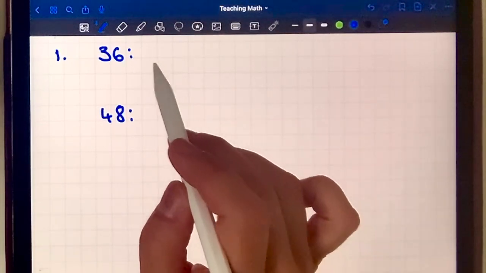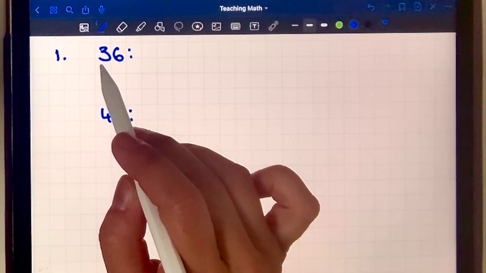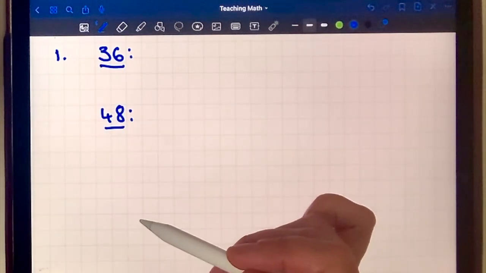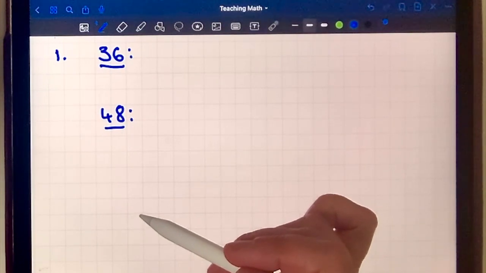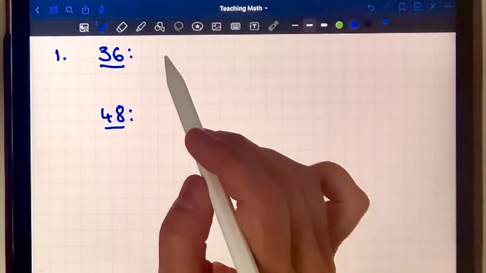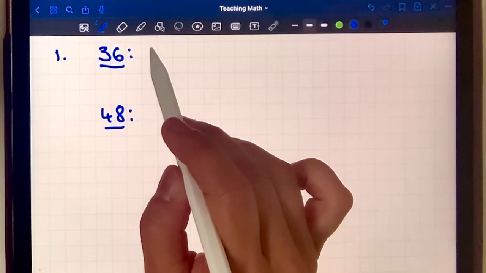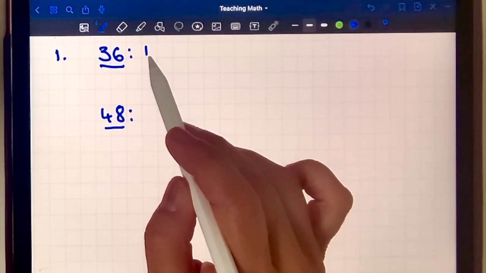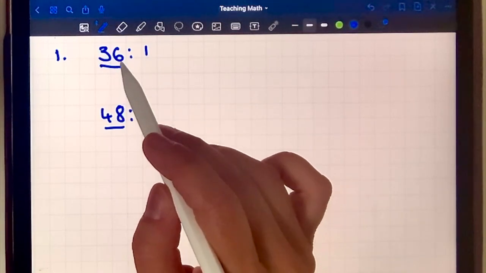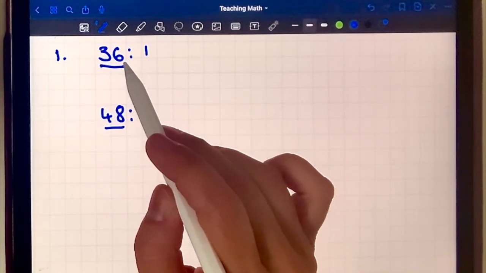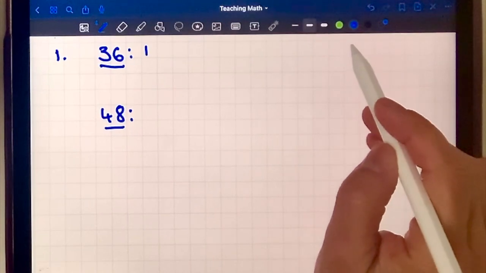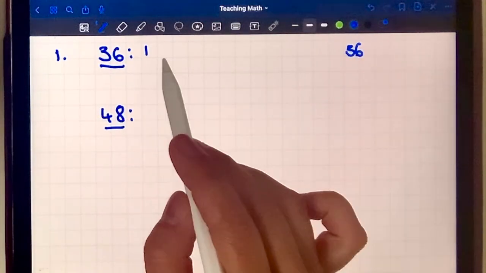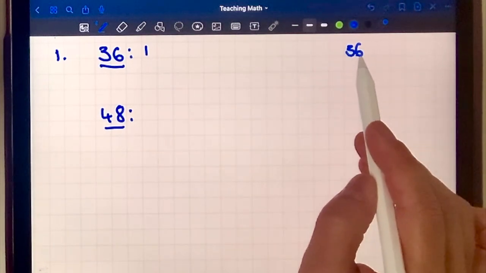First step is always to find the factors of 36 and the factors of 48. And in so doing, you're always going to start with 1, because 1 is a factor of every number, and the number itself, because every number is a factor of itself, so they are always going to be your starting point.